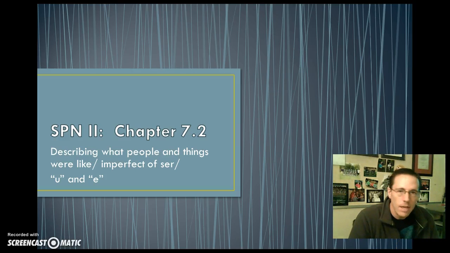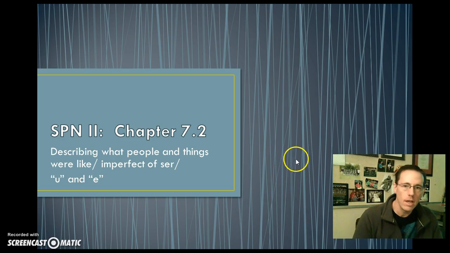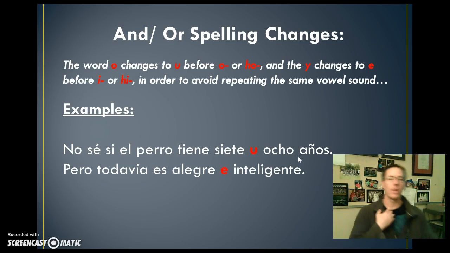Hola clase, it is time for section 7.2. This is describing what people and things were like, using the imperfect of ser and a couple of spelling changes using u and e. Okay, so let's go ahead and start in with our first slide, which are these spelling changes.